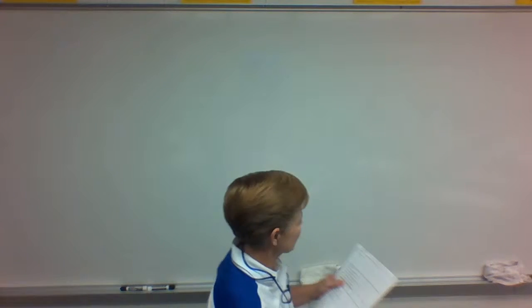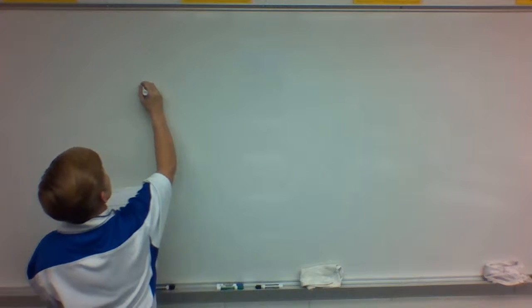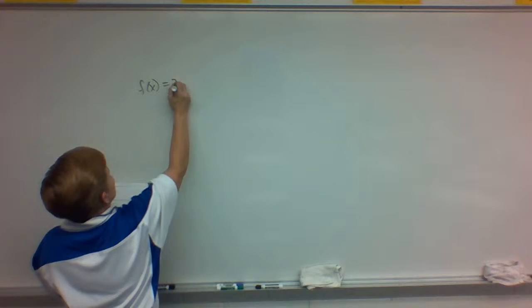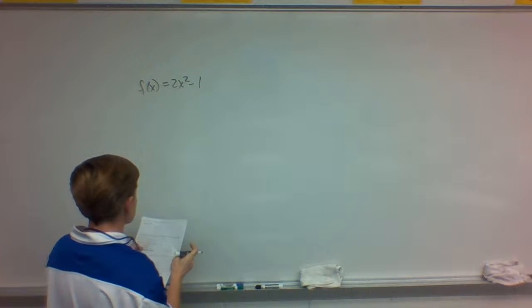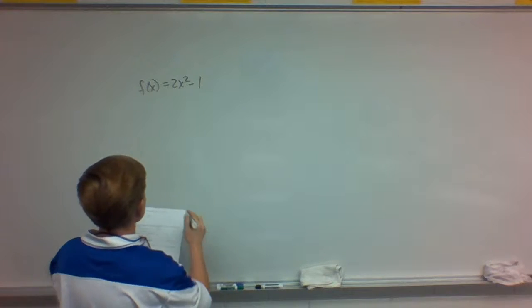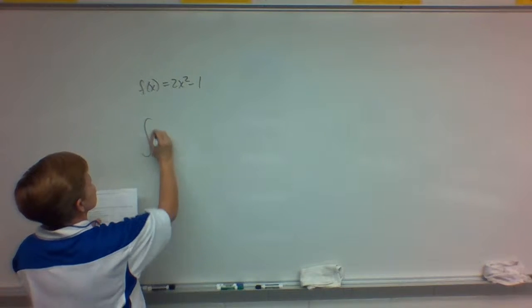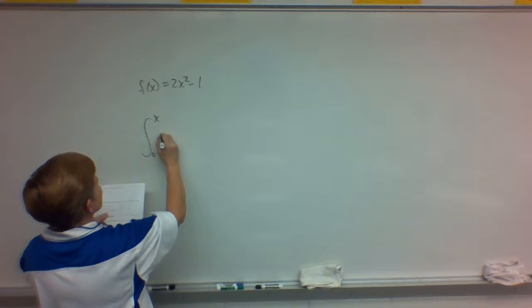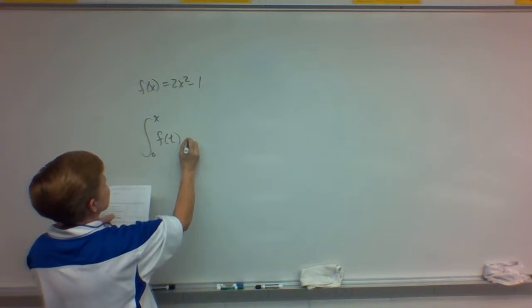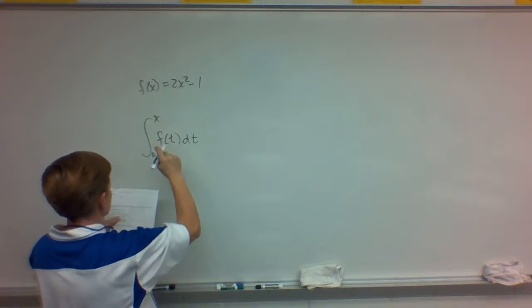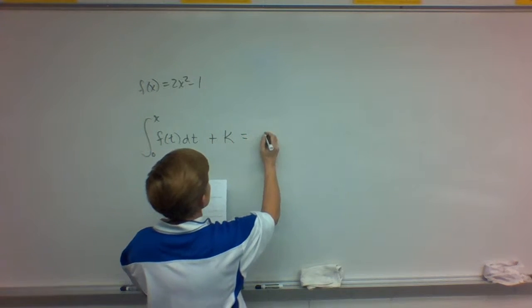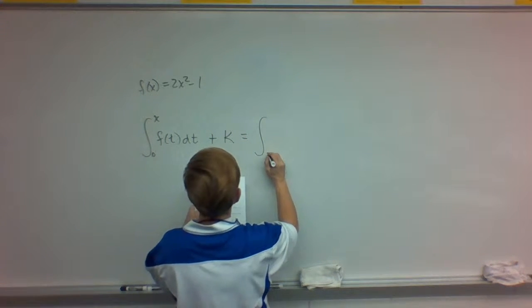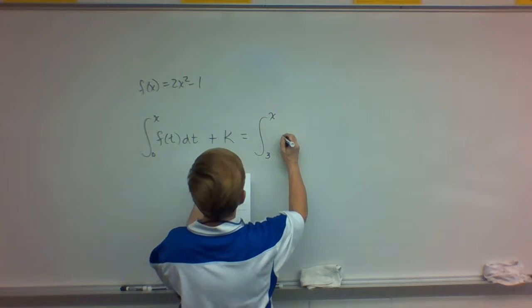It says, let f of x equal 2x squared minus 1. I'm putting that up here for the sake of the viewers. It says, find k so that the integral from 0 to x of f of t, this is t up here, we're using a dummy variable because the integral itself is a function of x, plus some k value equals the integral from 3 to x of f of t dt.